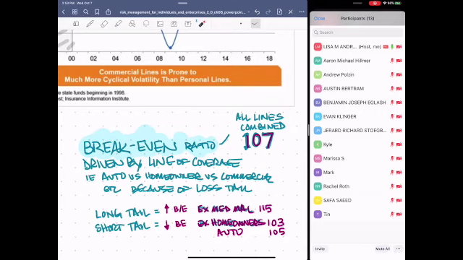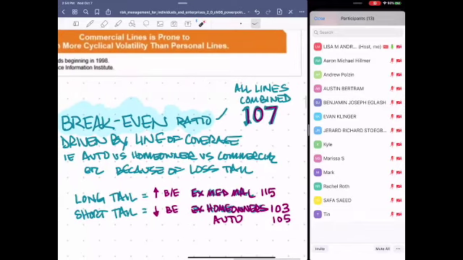So when you start to break them apart though, so this is everybody. What if we start to look at individual lines like auto, homeowners, commercial? Well, then you're going to see a combined ratio that looks very different depending upon the kind of coverage.